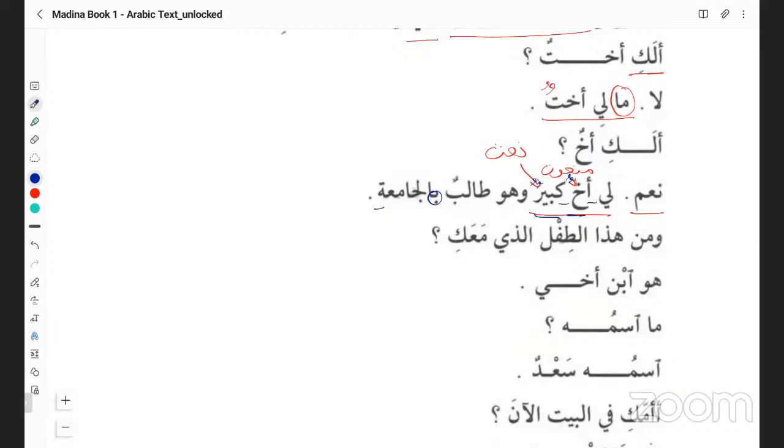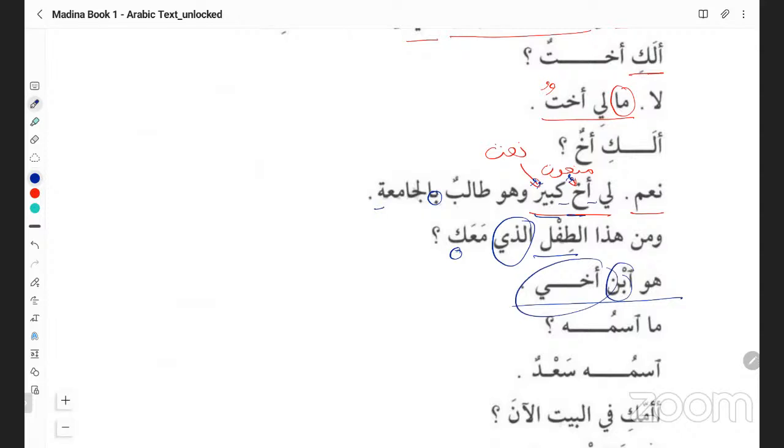ومن هذا الطفل الذي معك, and who is this طفل, child? So ومن هذا الطفل, and who is this child, الذي, who is with you? So who is this child that is with you? Can you translate this as that, or as who, depending on how you translate it? So ومن هذا الطفل, and who is this child, الذي, that, معك, with you. Who was son of my akhi, of my brother. So this is a nephew.